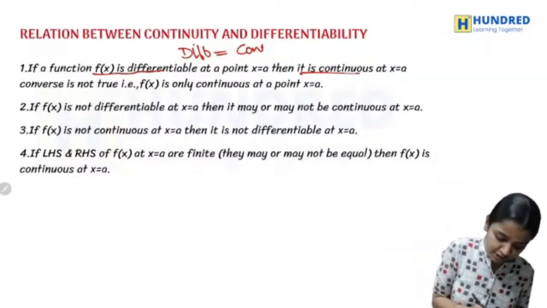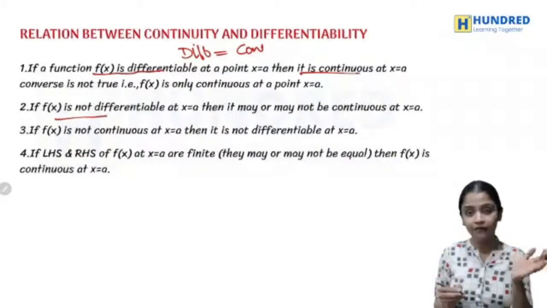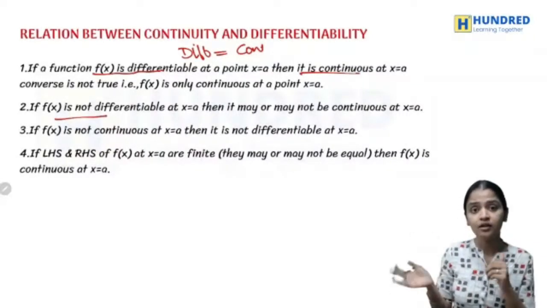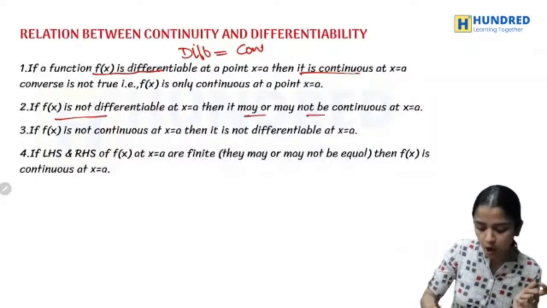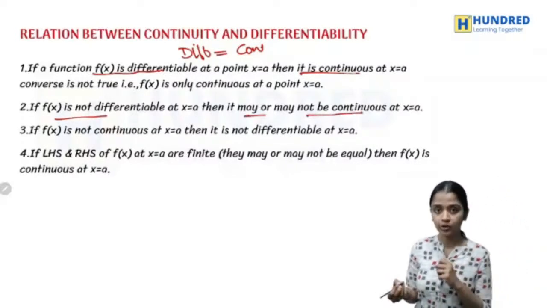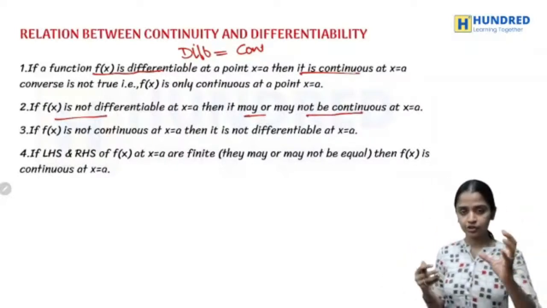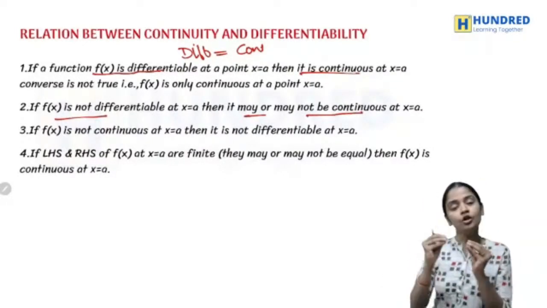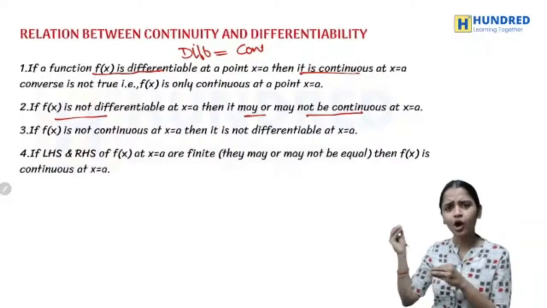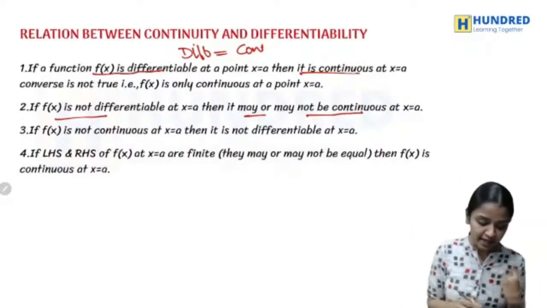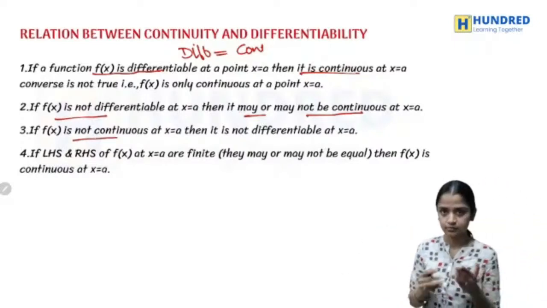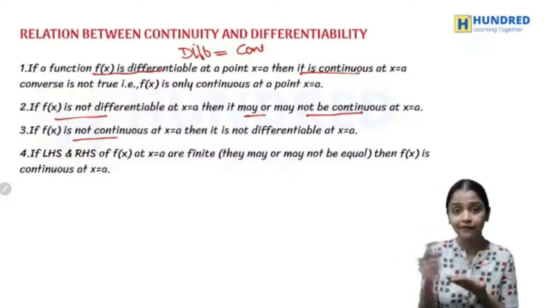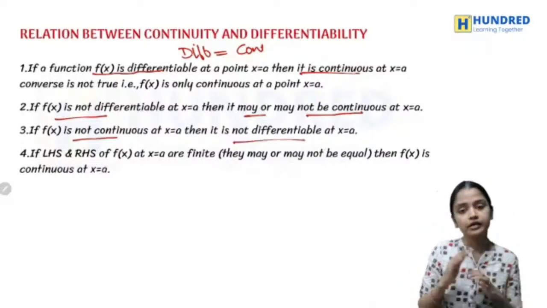A function is not differentiable. If you're having a function and it is not differentiable, as I told you, it may or may not be continuous. So if you have a function and it is not differentiable, you can say the function may or may not be continuous. And if it is not continuous, then definitely say it is not differentiable.